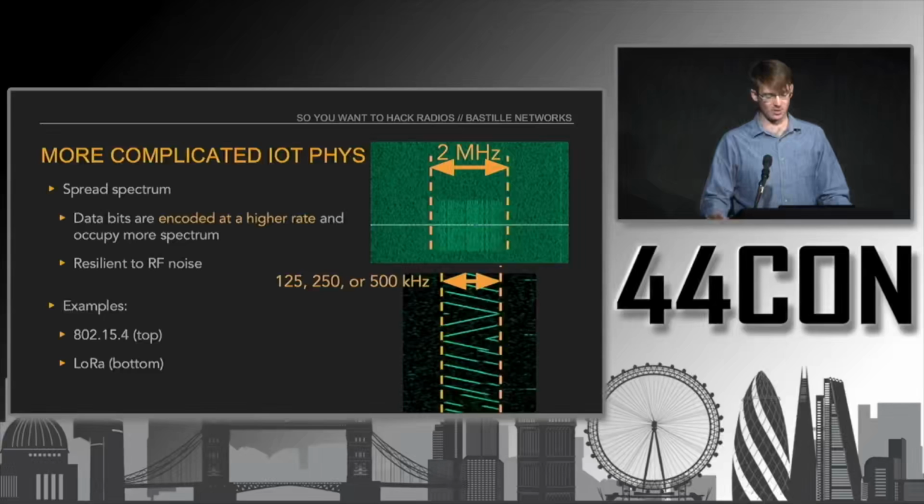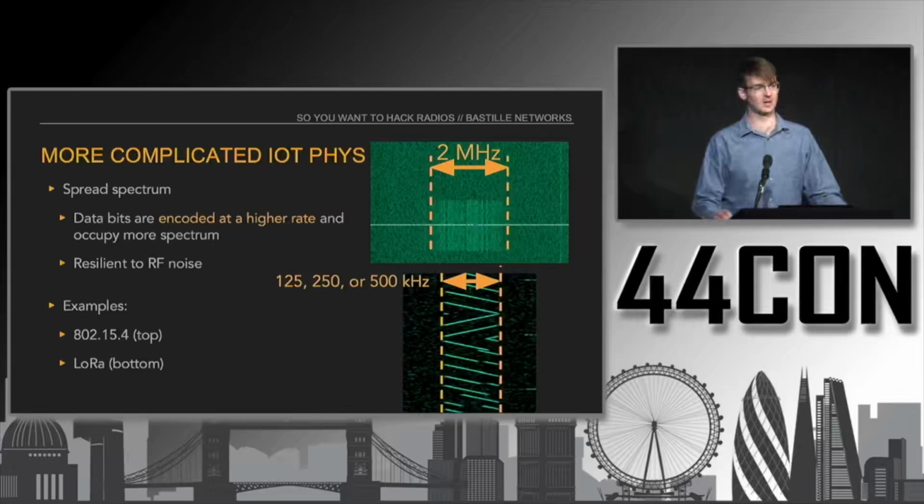IoT PHYs, or wireless PHYs, can get more complicated. We have spread spectrum modulations where your data gets encoded at a higher rate and occupies more spectrum than is required to transmit that amount of information. The advantage here is that you can make PHYs that are more resilient to RF noise and interference.